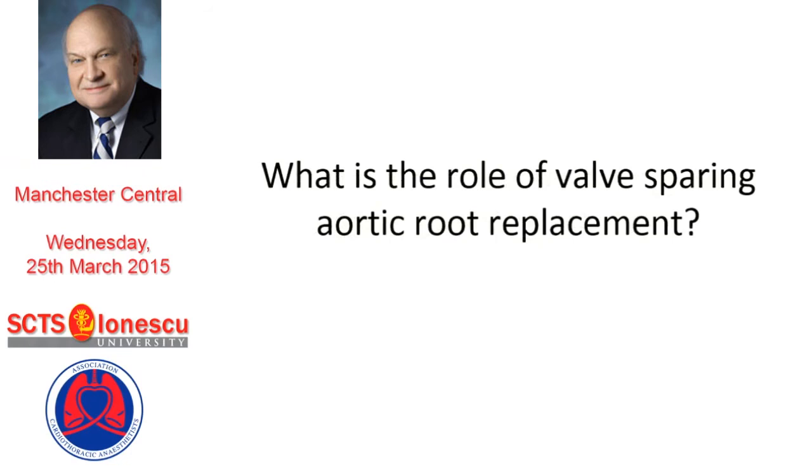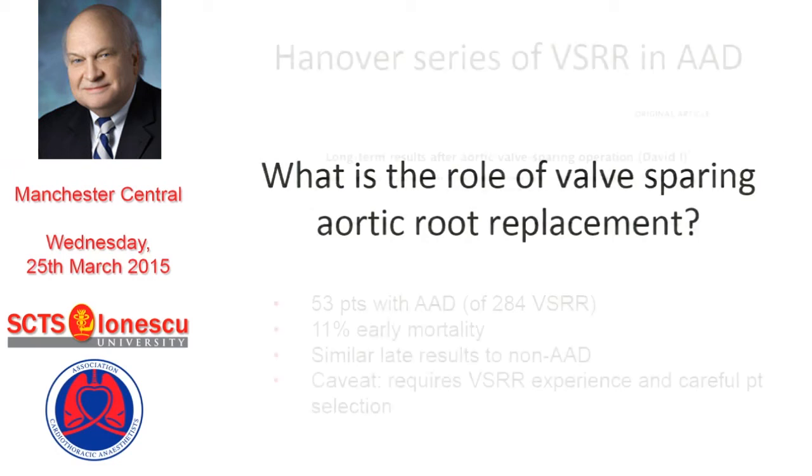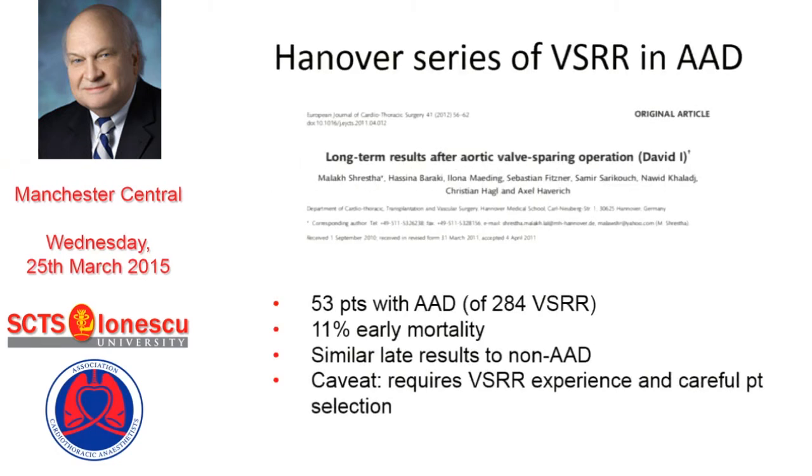Now finally, what's the role of a valve-sparing aortic root replacement? If the patient has dissected sinuses but a normal aortic valve and is young, should we be thinking about valve-sparing surgery on that? Well, we have to look to the Hanover series because they clearly have the largest experience in the world with valve-sparing root in the setting of an acute aortic dissection. They had 53 patients when the total valve-sparing root series was at 284. Their early mortality was low, and it was the same as the patients who had valve-sparing surgery without aortic dissection, and similar late results.